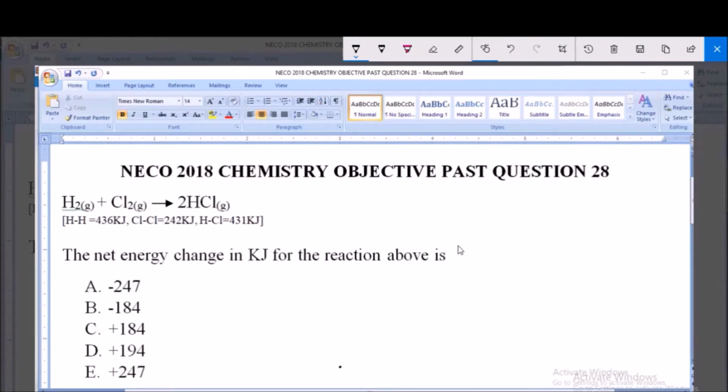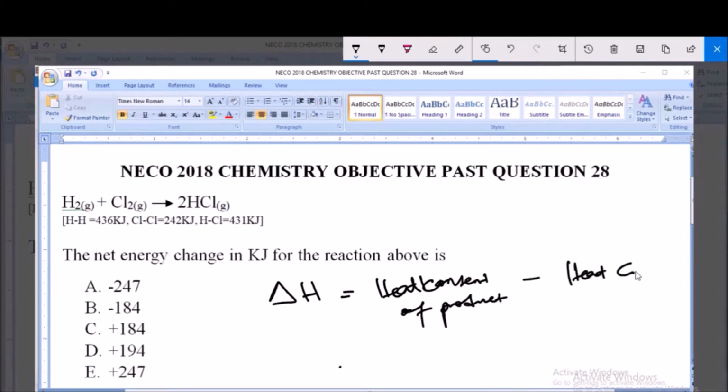Now the net energy change of a reaction is given as delta H is equal to the heat content of products minus the heat content of reactants.